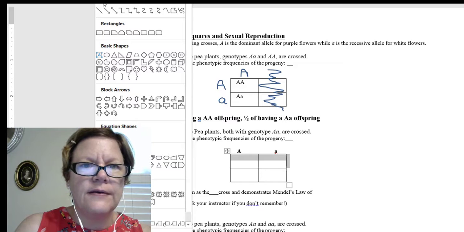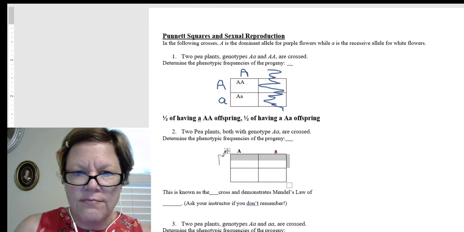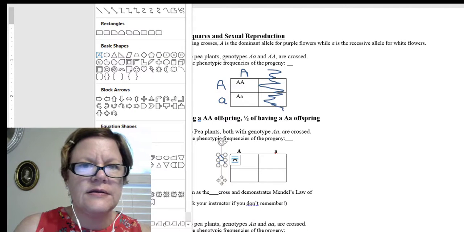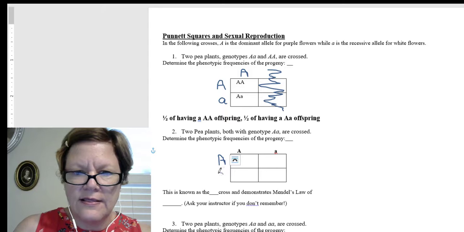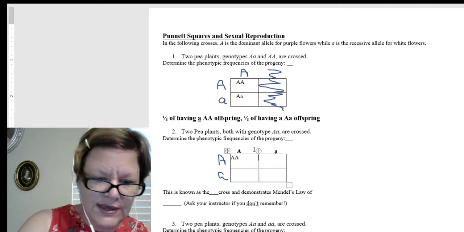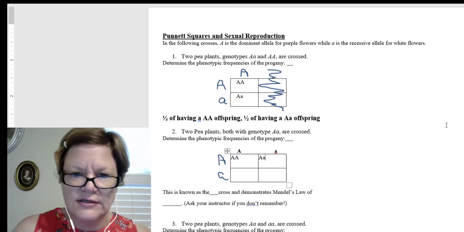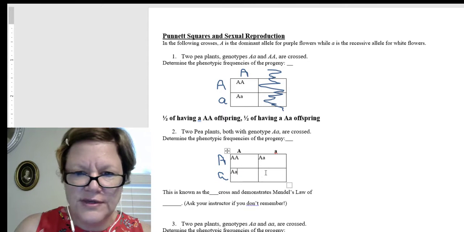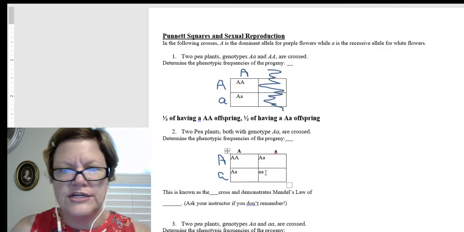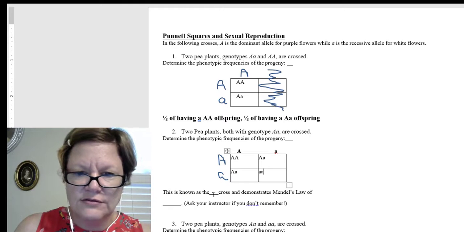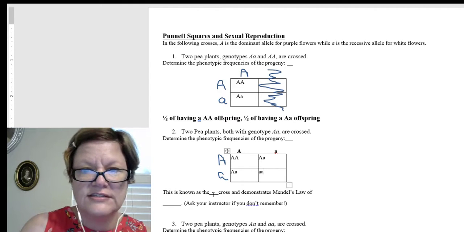Let me get a pen. A big A and a little a. And so when you fill this in, a 4th chance of having a big A offspring from these parents, a 4th of a big A, little a, another 4th of a big A, little a, and then a 1/4 chance of little a, little a. This is called the monohybrid cross. It's one of Mendel's named crosses.